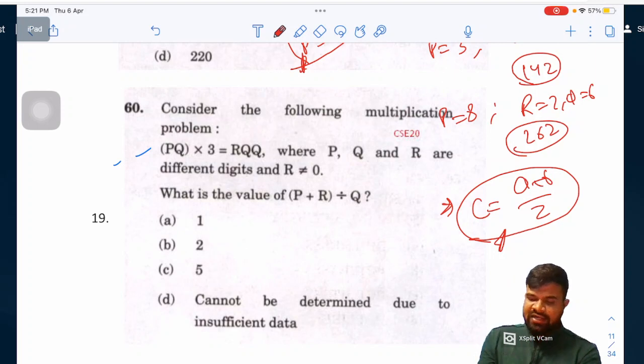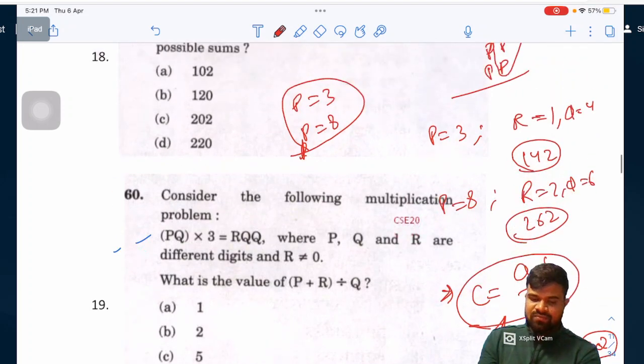So when you find the average of 262 plus 142 divided by 2, you will find that the answer will be 202. 202 will be the answer. This is how you will approach this question.